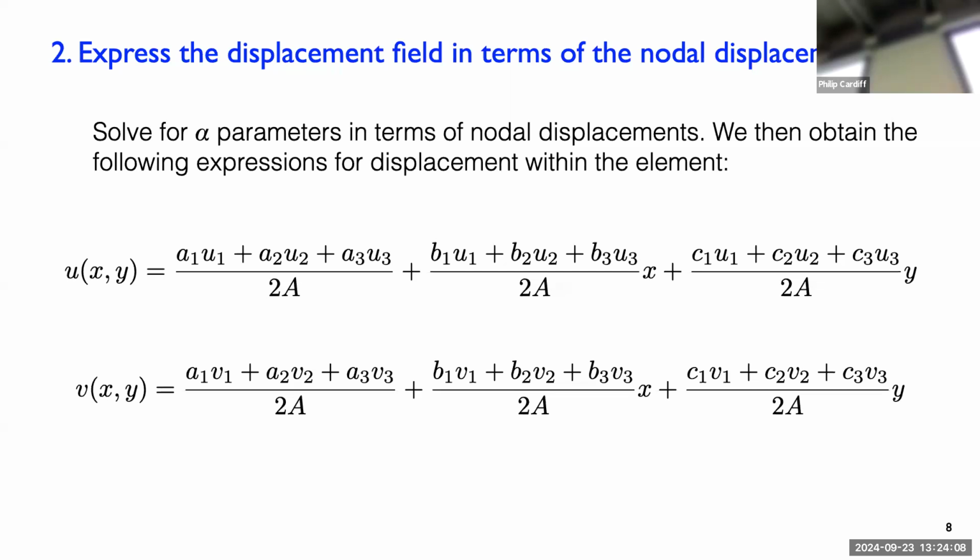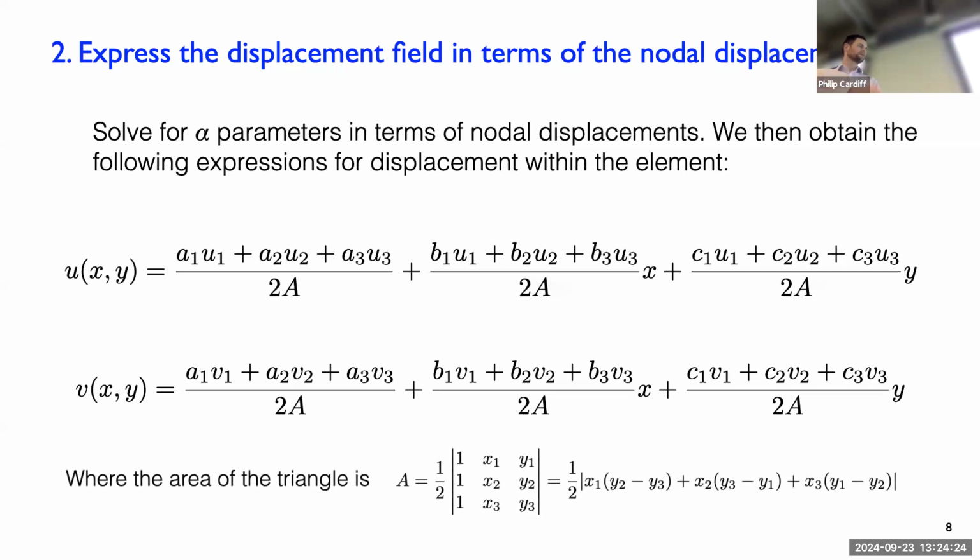And if you wanted to check this works okay, if you were to sub in, for example, X1, Y1, then this should give you back U1 for the U equation and V1 for the V equation, so you can check that these do actually make sense. So A is the area of a triangle, and you can do the area of a triangle as half the base by height, but in general, you can do it in terms of this cross product as well.